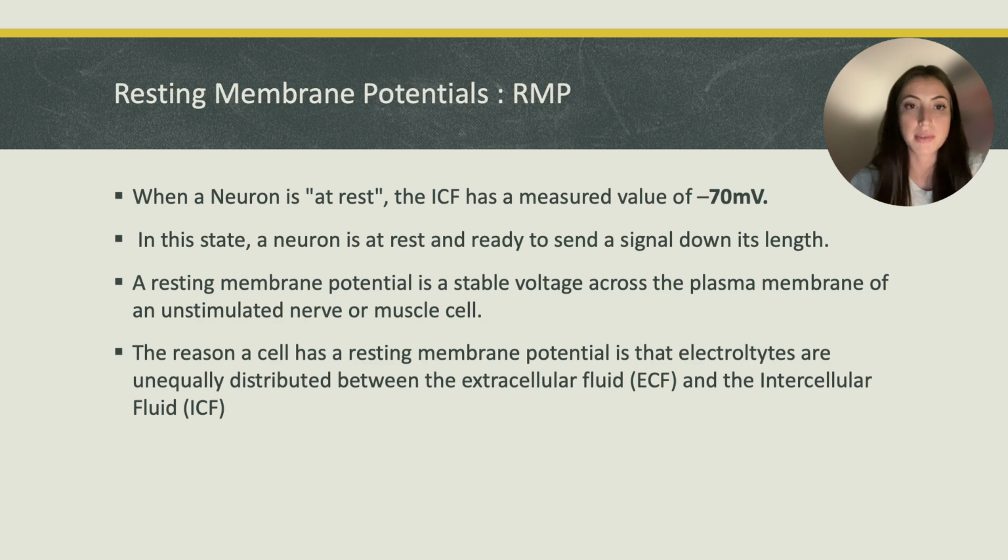A resting membrane potential is a stable voltage across the plasma membrane of an unstimulated nerve or muscle cell. The reason a cell has a resting membrane potential is that the electrolytes are equally distributed between the extracellular fluid and the intercellular fluid.